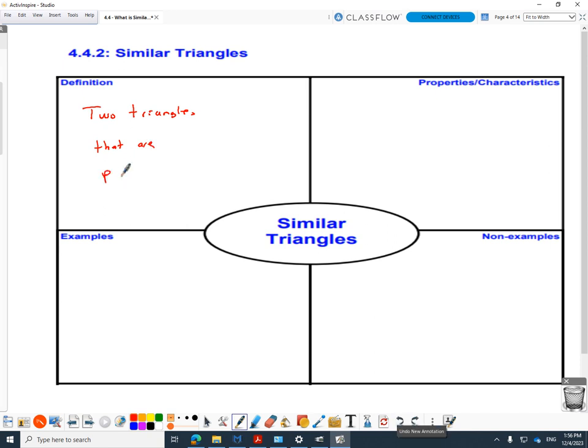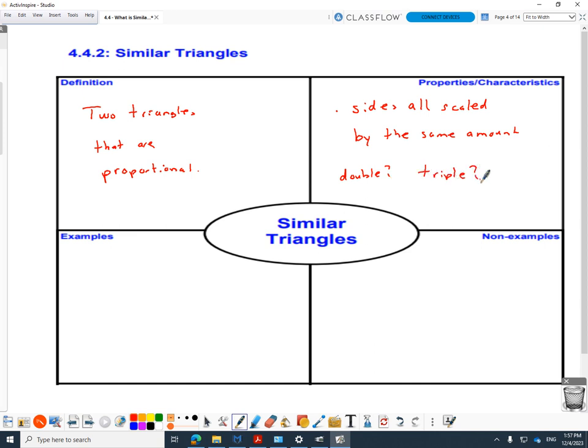It means, and I'm going to go over to properties and characteristics, sides all scaled by the same amount. You want to double? Fine. Double everything. You want to triple? No problem. Triple everything. Keep it all proportional. That's what proportional means. It means we use the same multiplier on all the sides.